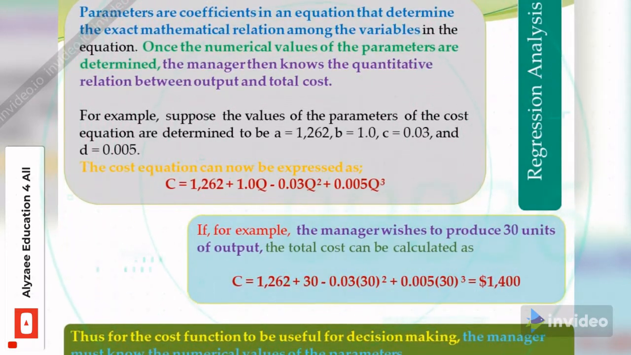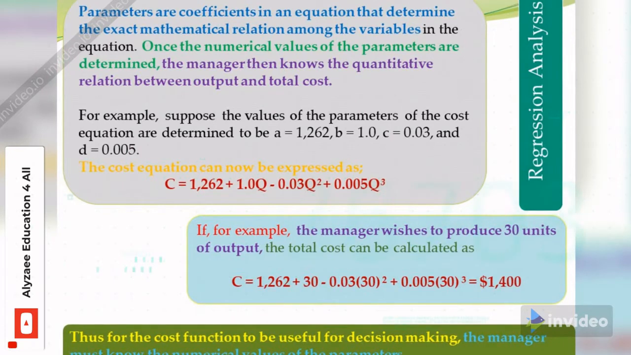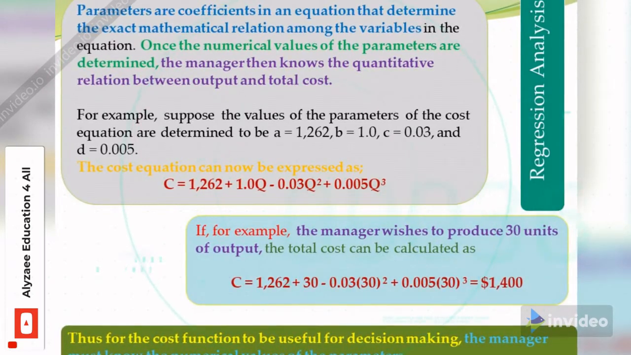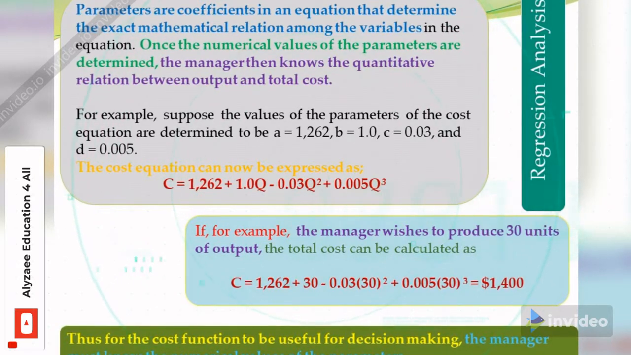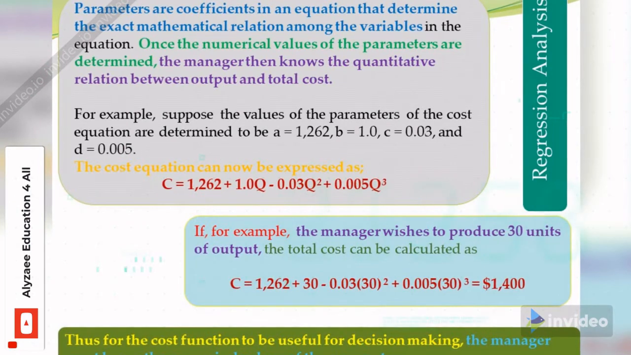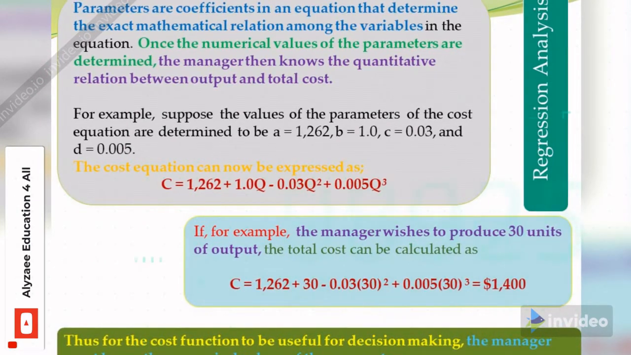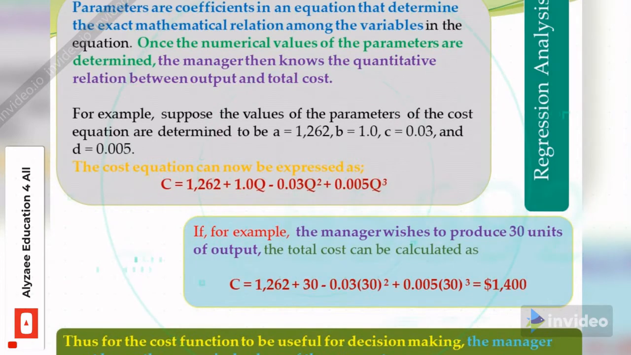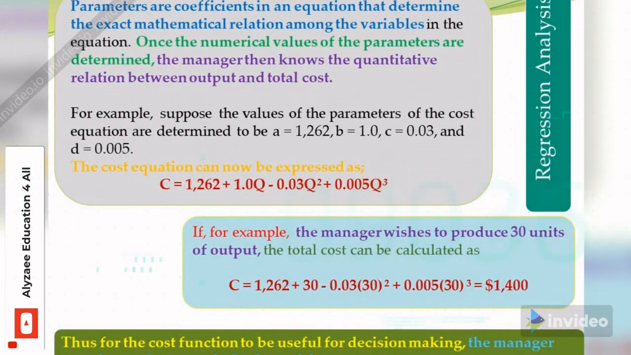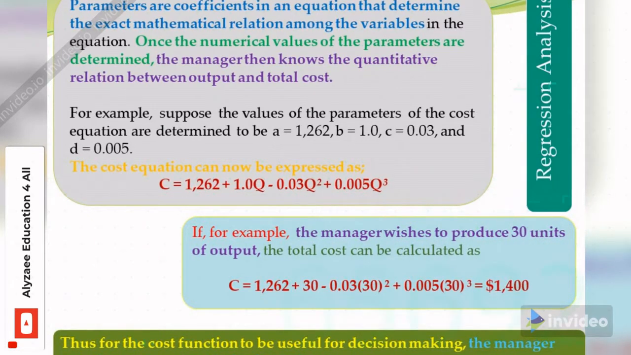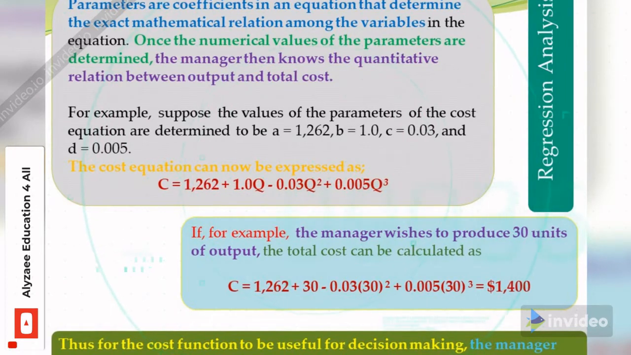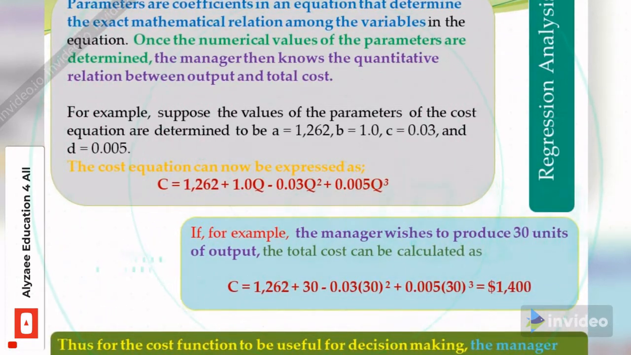As an example, suppose the manager wishes to produce 30 units. The total cost can be calculated by putting 30 in place of Q and doing the calculations, and we get a C value of $1400. With this numerical value, the cost function is used for decision making, and the manager must know the numerical values of the parameters. So the parameter values will be known to the manager and fed into this formula, and then we will be able to make the final decision.